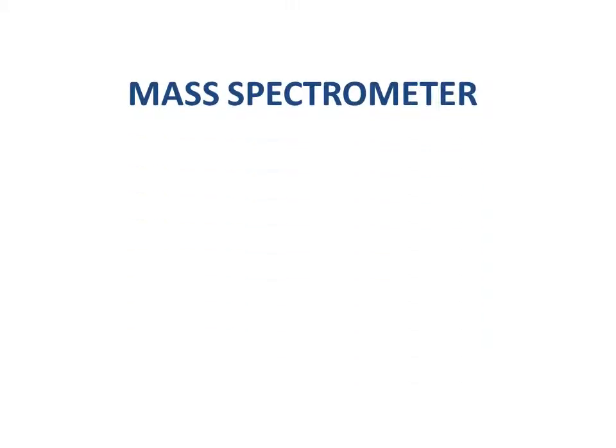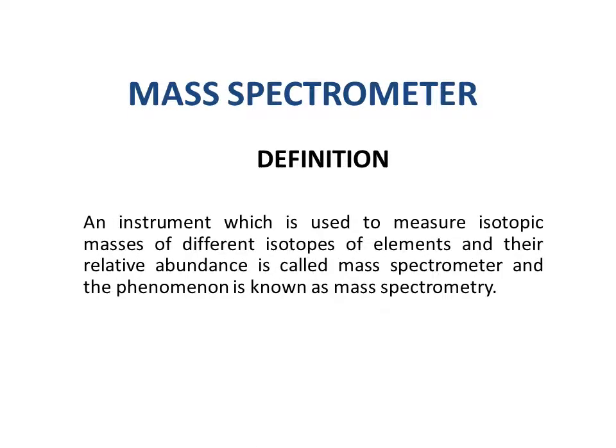Today I am going to tell you about the mass spectrometer. What is a mass spectrometer? An instrument which is used to measure isotopic masses of different isotopes of elements and their relative abundance is called a mass spectrometer.